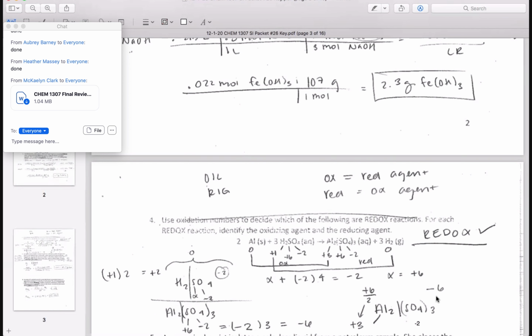We know that both sides have to equal out, which means I have to have an opposite charge, which is +6 on this side. Well, I know I have 2 aluminums, right? So I have to divide that +6 charge by 2, because I've got 2 aluminums, which would give me a +3 charge on both of those aluminums. So that's where I'm getting that +3 charge on aluminum on the product side, this one right here. Does that make sense?